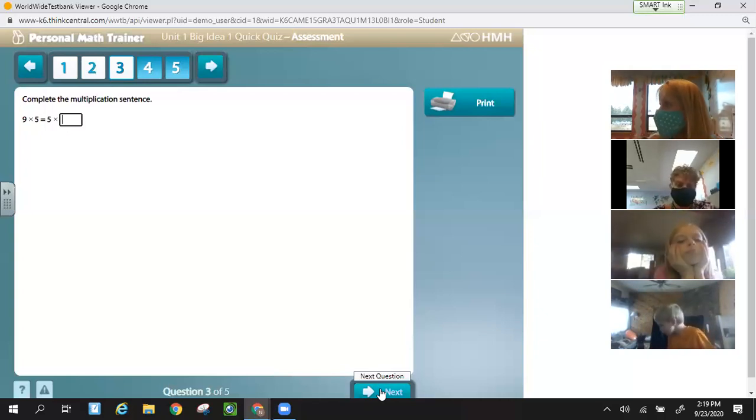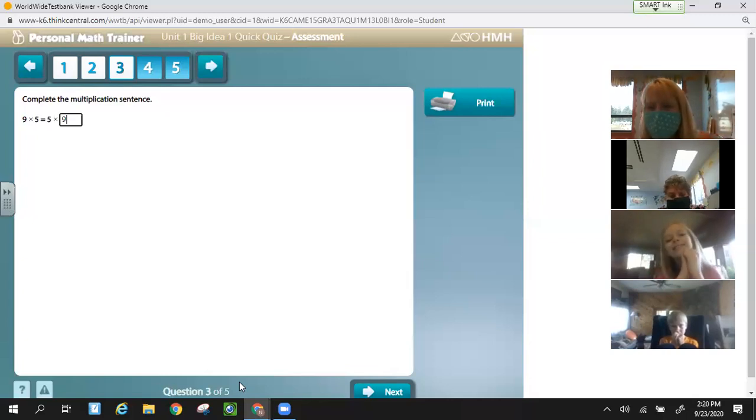Now, this one was confusing to a lot of you, but it shouldn't be. This is showing commutative property. It is just saying, if I know what 9 times 5 is, then I know what 5 times 9 is. You're just showing that you can switch the factors. So whatever 9 times 5 is, it's equal to 5 times 9. That is all you had to do. Swap those factors because they're equal. It's called commutative property. Yes, Mrs. Harrison.